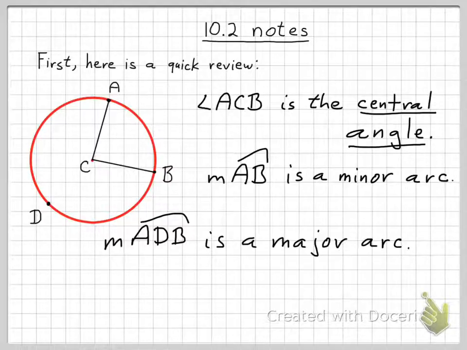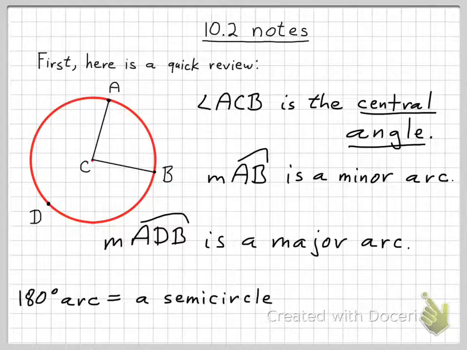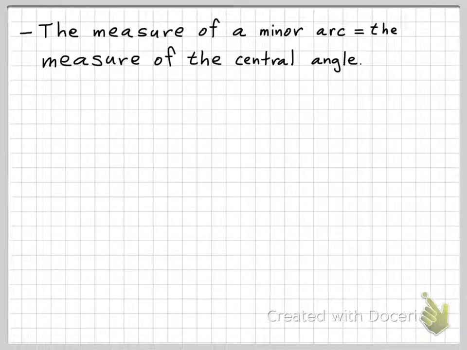Well, what happens if something equals 180 degrees? Then that's a semicircle, right? It would just be a half of a circle. Okay? All right, so moving right along.